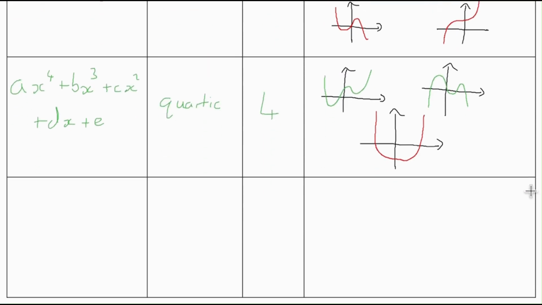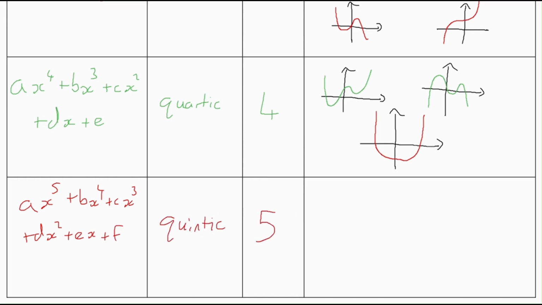And the final one we're going to look at today is the next power, which is x to the power 5 plus bx to the 4 plus cx cubed plus dx squared plus ex plus f, and this is what's known as a quintic.